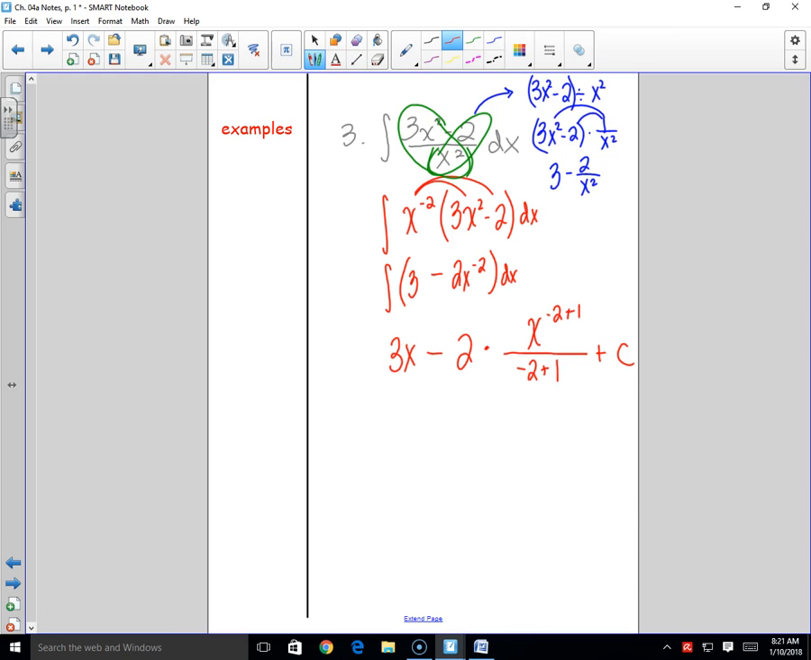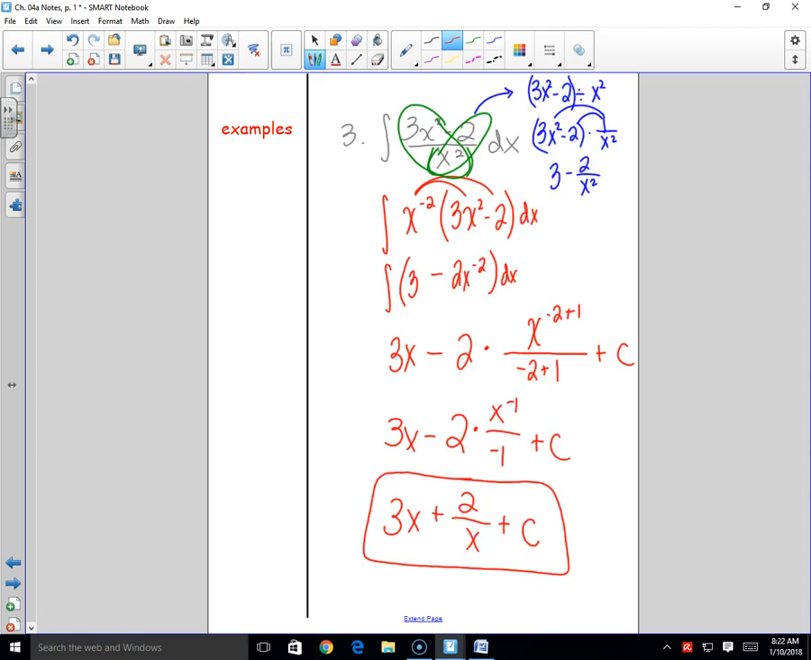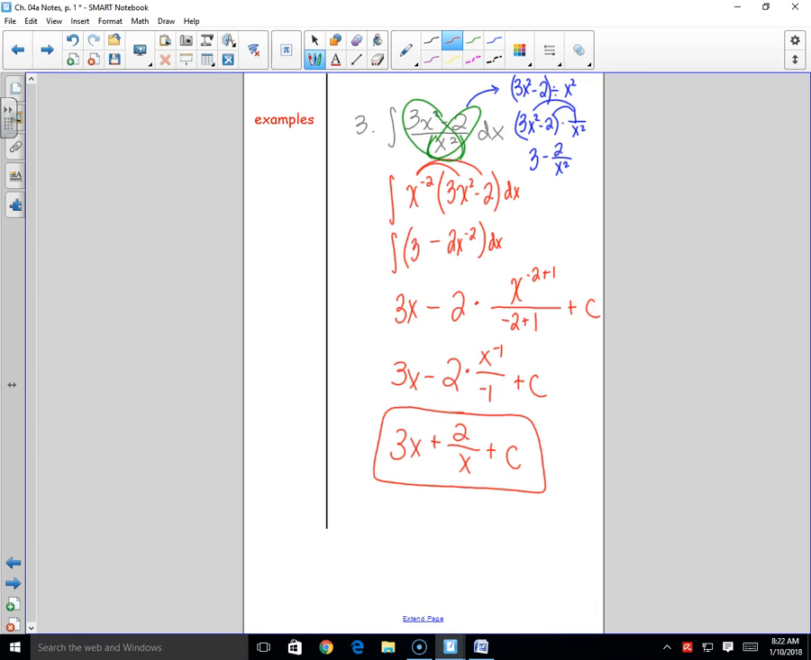Now, of course, we want it to look nicer, so we're not going to stop there. But we would have 3x minus 2 times x to the negative 1 all over negative 1 plus c. Can you guys see how it's the same thing as 3x plus 2 over x plus c? Because x to the negative 1, negative exponent says pop it down, the negative, well, negative times, or divided by, I should say, a negative is a positive. The x is down below, the plus c is there.